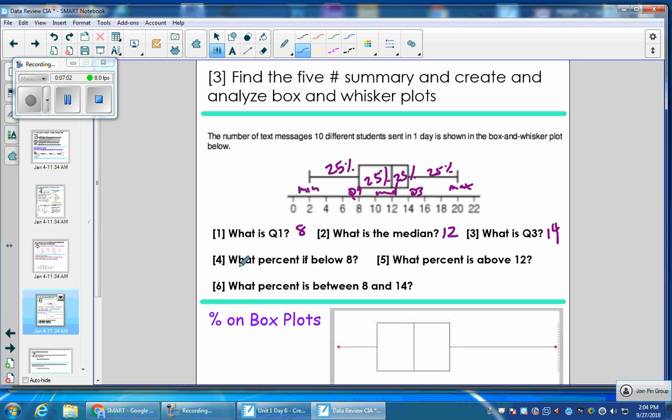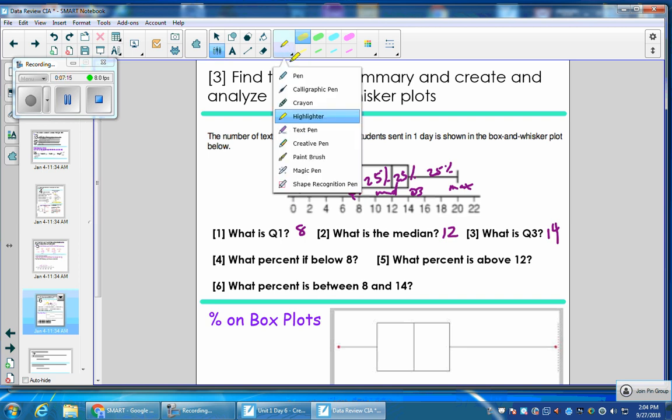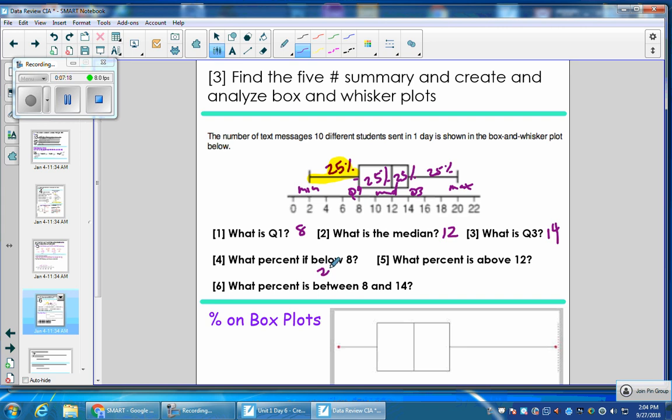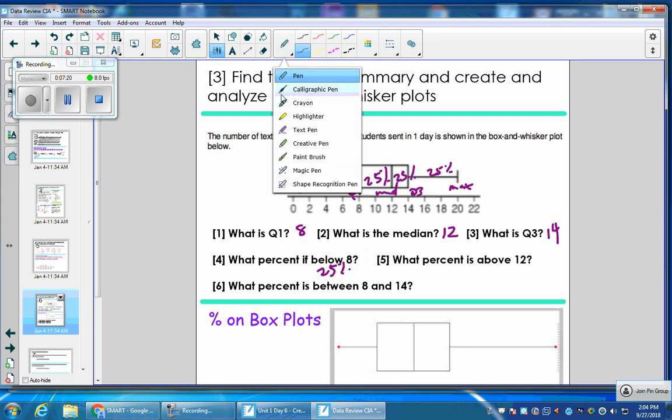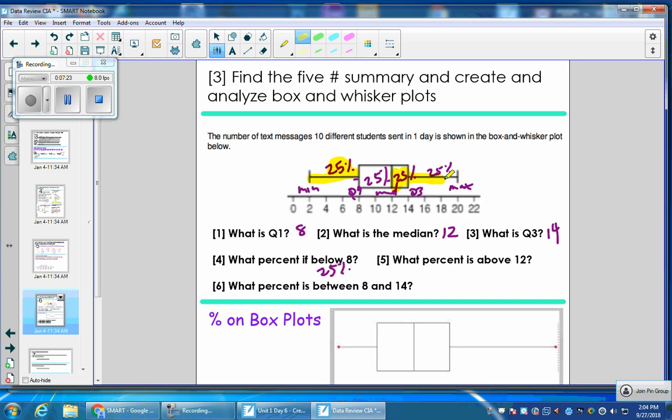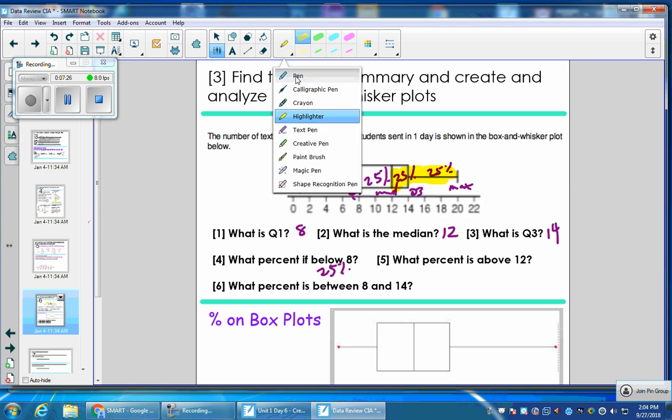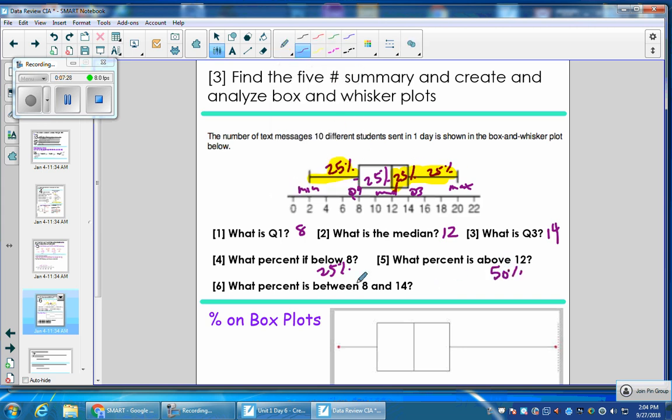These next 3 want our percent. So what percent is below 8? So that's right here. Let me get my highlighter. Below 8 is this chunk, which is just 25%. Okay. Above 12 would be from here up. So that's 2 25s, which make 50%. And then between 8 and 14 is this chunk right here. So that's 2 25s again, which is 50% total then.